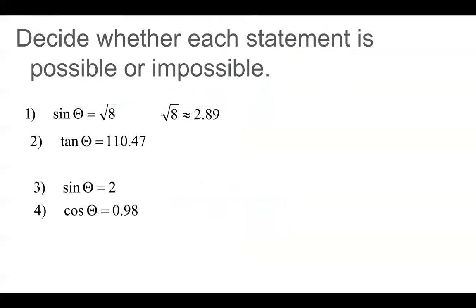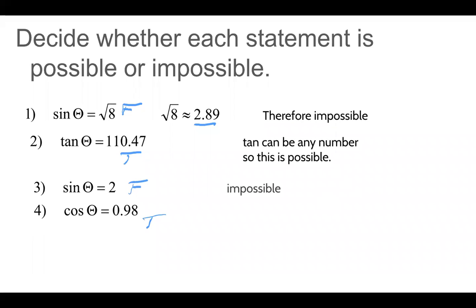So let's just answer a few. It says sine of theta is square root of 8. Is this possible? Well, the square root of 8 is 2.83. Sine has to be between 1 and -1, so this is false. Tangent can be 110.47. This is true. Sine can be 2? Well, that has to be false because it has to be between 1 and -1. Cosine be 0.98? Yes, this is true. You can have a value of 0.98. So possible and possible; I've used false and true.